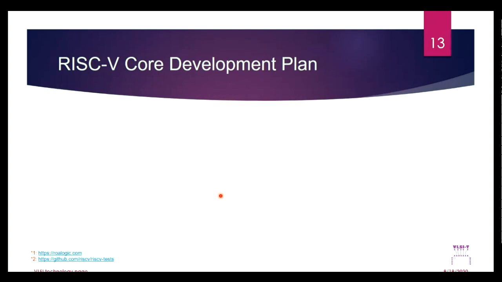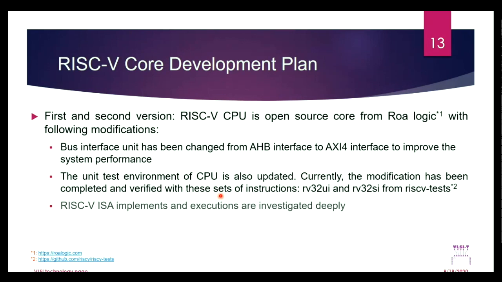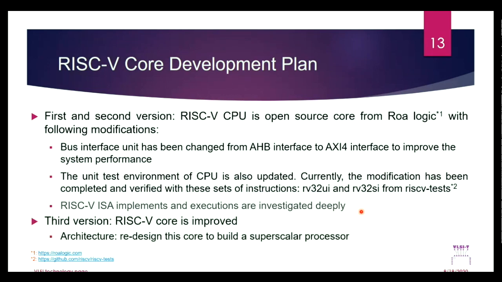For the RISC-V core development plan, in the first and second versions, the RISC-V CPU is an open source core from Raw Logic with the following modifications. The bus interface unit is changed from an ASB interface to an AXI interface to improve the system performance. The unit test environment of the CPU core is also updated. Currently, the modification is accomplished and verified with the RV32UI and RV32SI instruction sets from the RISC-V tests. The RISC-V ISA implementation and execution are being investigated in depth, so we will prepare information for the third version. The RISC-V core will be improved, and the architecture will be redesigned to build a superscalar processor.